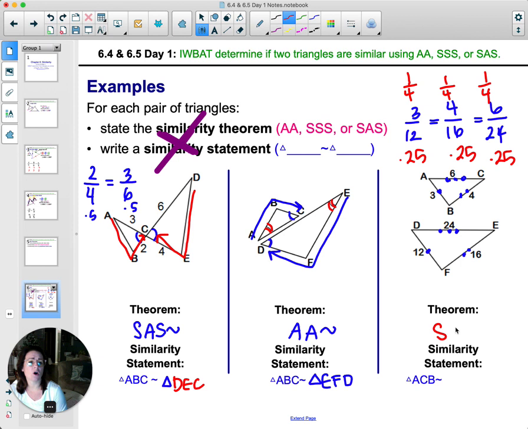Okay, so this is all 3 sets of sides. So this is a side similarity. So then let's set up the triangle similarity statement. So ACB this time. So this one went ACB. So this went down the largest side to the middle. So largest side to middle is what we need to do in this bottom one. So largest to middle is DEF.